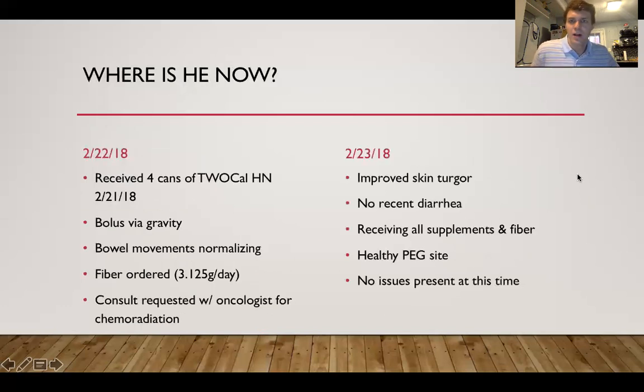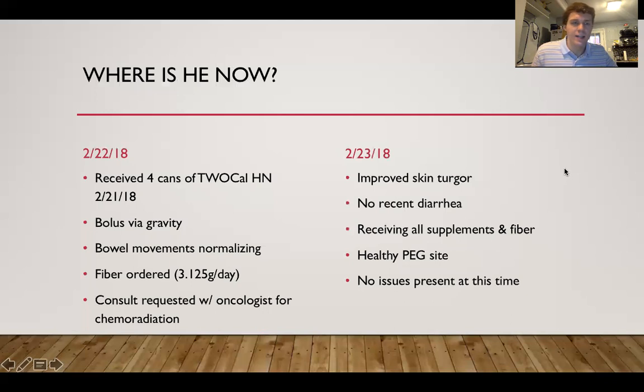So a little update on where he is now. This is last Thursday and Friday that this happened. On Thursday, he had received 4 cans of his 2-cal. He was feeding via gravity. His bowel movements were normalizing. He was still having a little bit of diarrhea, but it was firming up a little bit, and it was not 10 to 15 minutes after he ate. So the incidence and severity of the diarrhea was decreasing. That was a victory. The fiber was ordered a little bit over 3 grams a day, and there was a consult requested by the provider for him to go see an oncologist to start his chemo radiation.